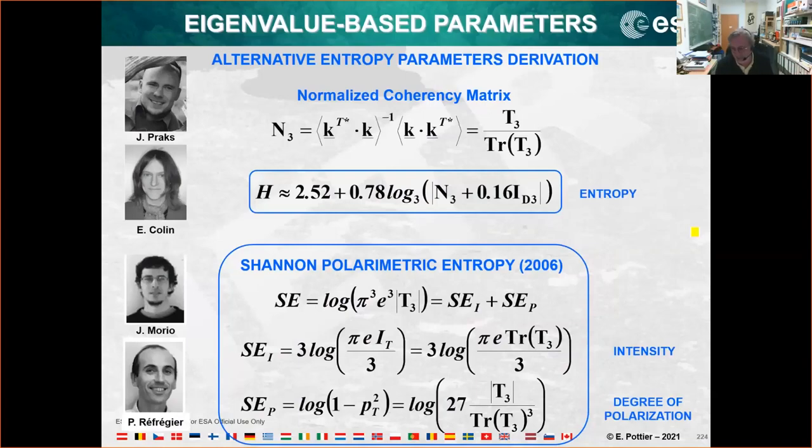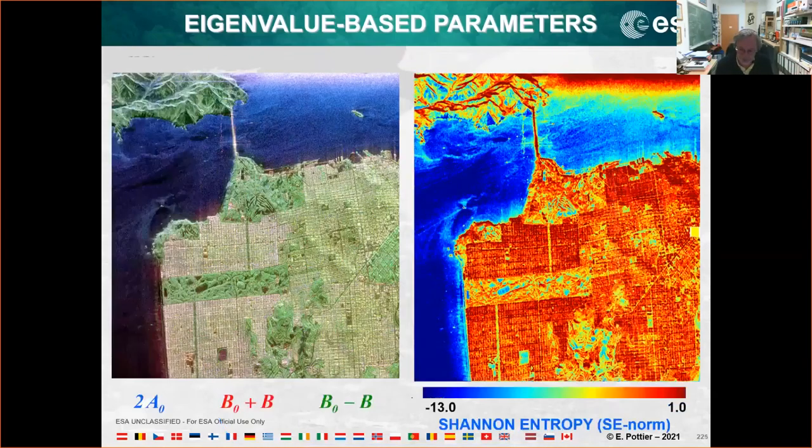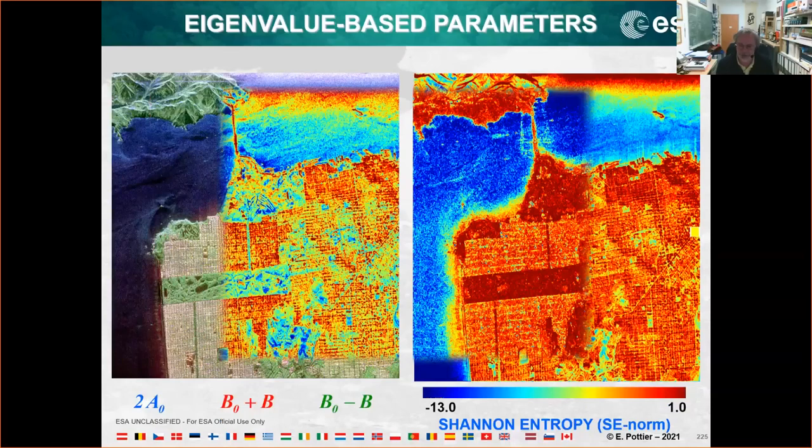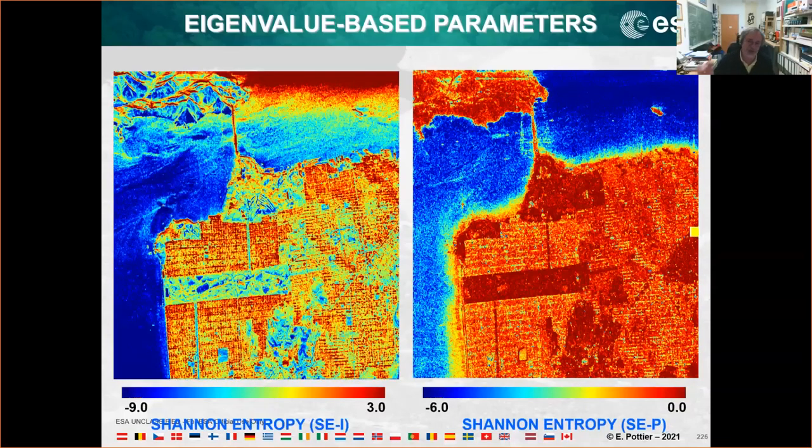And we can get more beautiful images, which is the following. So this is the Shannon entropy, and as I said, it can be split in two parts: the part related to the intensity, on the left side, and the part related to the change of polarization, on the right. Here we have more information compared to the classical entropy we introduced some years ago, and today using Shannon entropy can be a good idea.